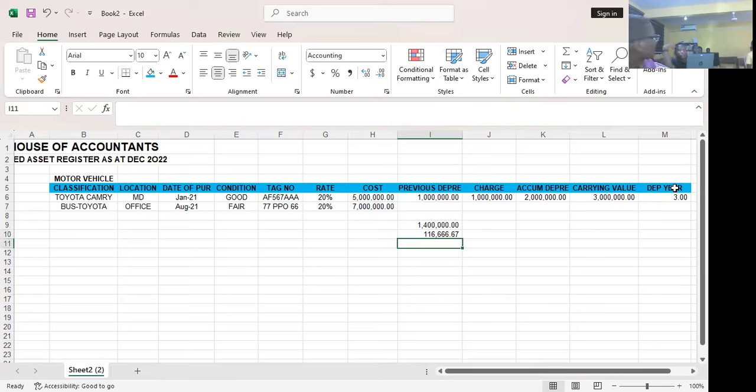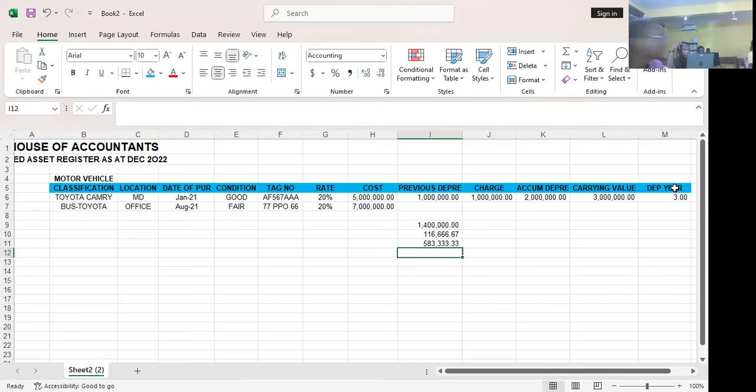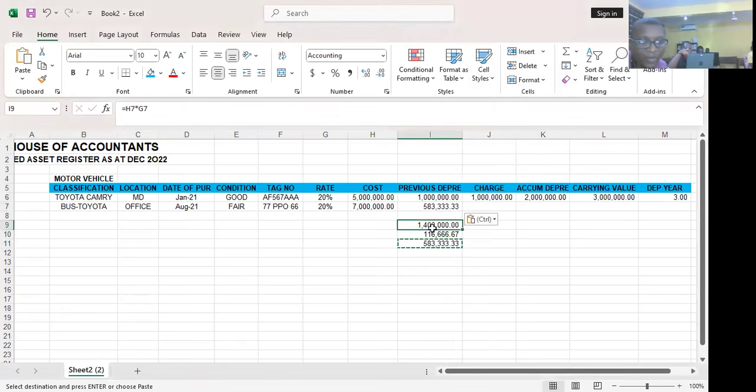So it means monthly it will be 116. Then now multiply it by what? 5. By 5. So it means they have depreciated this amount so far. So we can clear this one. Then they will depreciate another full year. Another full year will be how much? 1.4.